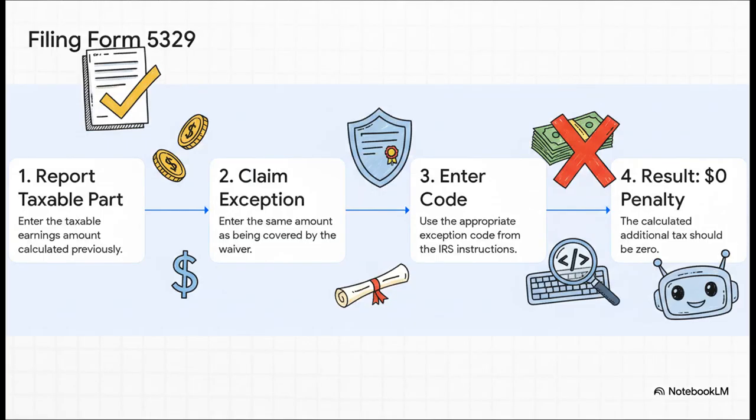Think of Form 5329 as you proactively communicating with the IRS. You're basically raising your hand and saying, hey, I know this looks weird, but here's why it's correct. You put the taxable earnings on line 5. On line 6, you enter that exact same amount again because it's all subject to an exception. Then, and this is the most critical part, next to that line, you write in exception code 04. That's the specific code for a scholarship. That code is what the IRS computers are looking for. It tells the system to stand down and not send you a penalty notice.